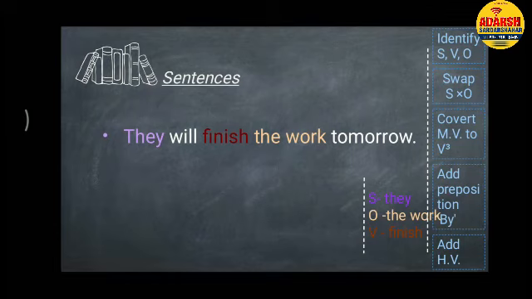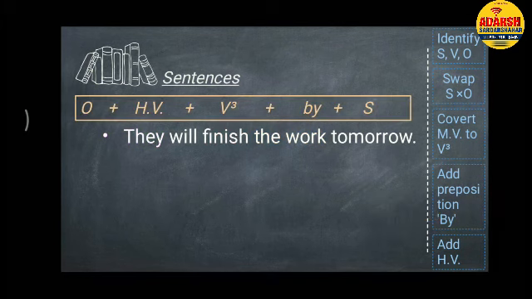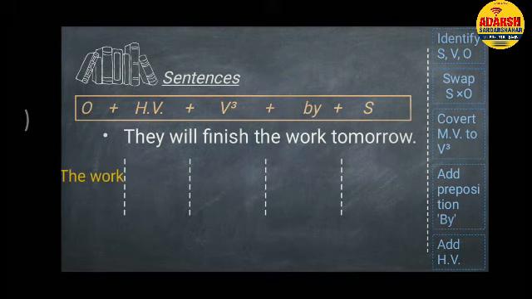Okay. Now here let's write our formula. On the basis of this formula we will divide our sentence. So here you can see the formula is very clear. Object plus helping verb plus verb's third form plus by plus subject. Now let's go towards our second step. Here we put the work, which is our object, in the place of our subject, right? Now it's time to put the subject in the place of the object.